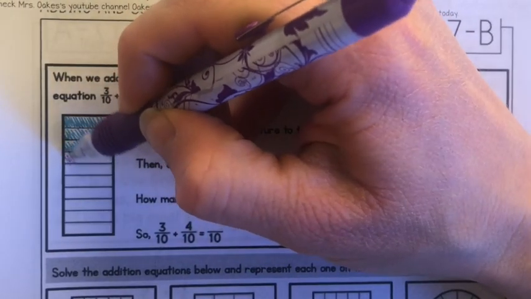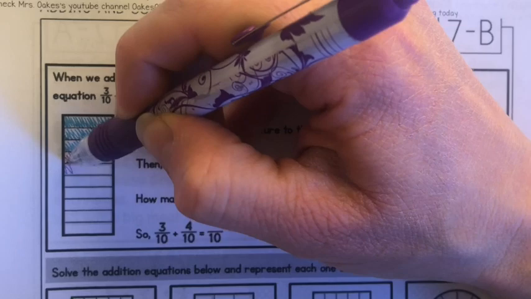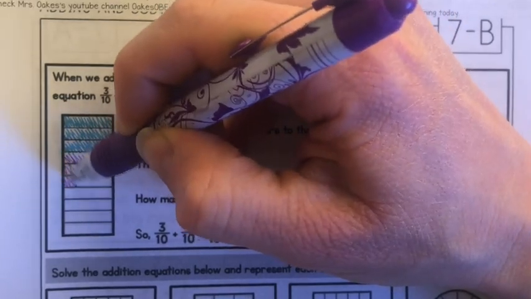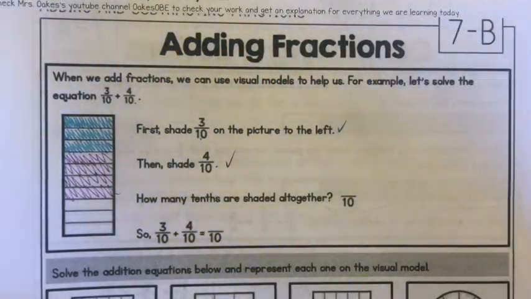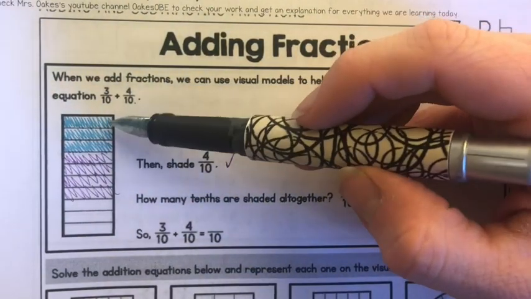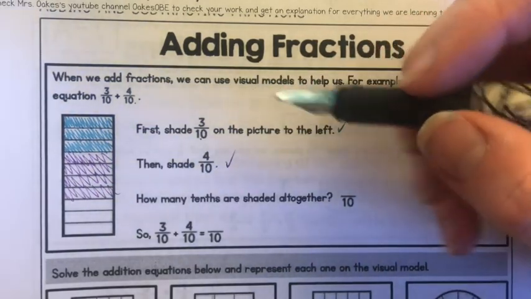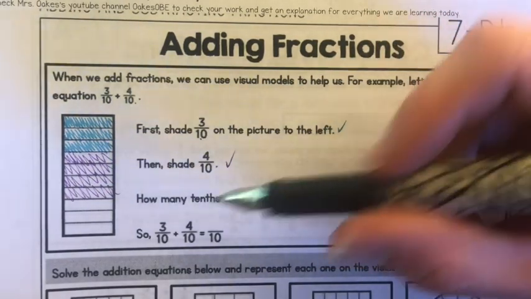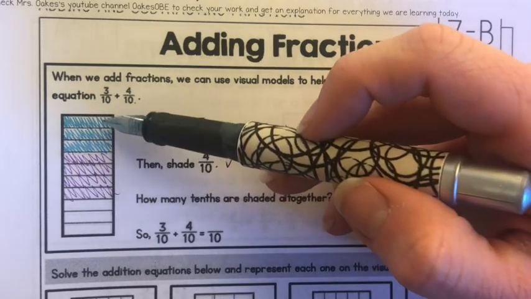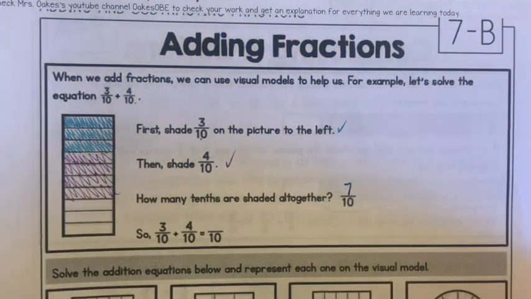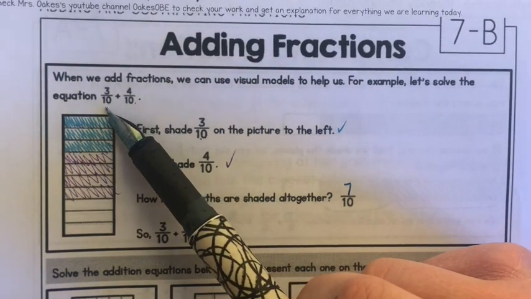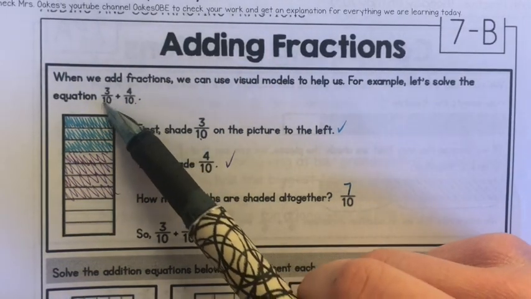Now I shade 4/10. So 1, 2, 3, 4. So how many tenths are shaded all together? Now we add 3 plus 4, and you don't worry about the bottom number, just the top one. So 3 plus 4 is 7. So you have 7/10. And if you look up here, 3/10 plus 4/10, this bottom number is staying the same.